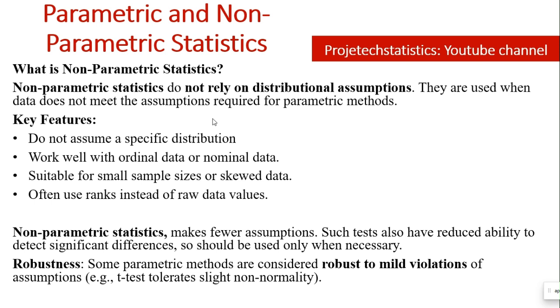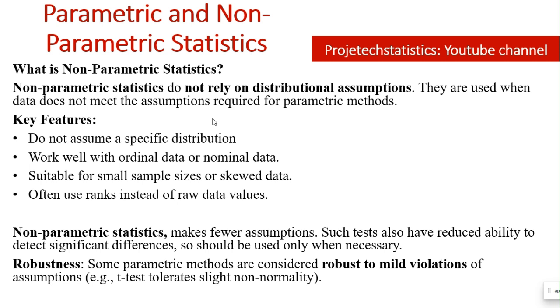Some parametric methods are considered robust to mild violation of assumptions. What it means is that there are some situations where you will run your normality test and discover that your data distribution is not normal, and you can still go ahead to use parametric statistics to analyze your data. For example, the independent sample t-test can tolerate slight non-normality. In other words, it is robust and can tolerate mild violation of assumptions.